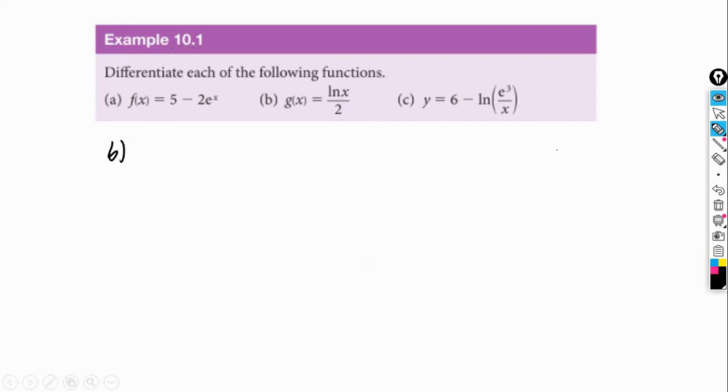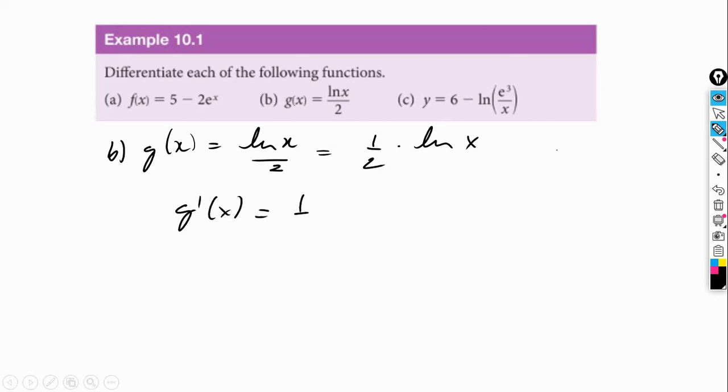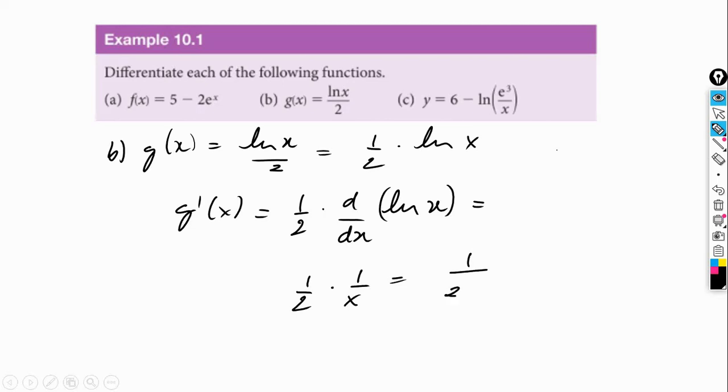So for b, they want us to differentiate g of x is equal to natural logarithm of x over 2. Now notice that we can rewrite this as 1/2 times the natural logarithm of x. And then we can do the derivative. And that would just be 1/2 times the differentiation of the natural logarithm of x. And this would just be 1/2 times 1 over x, or 1 over 2x.